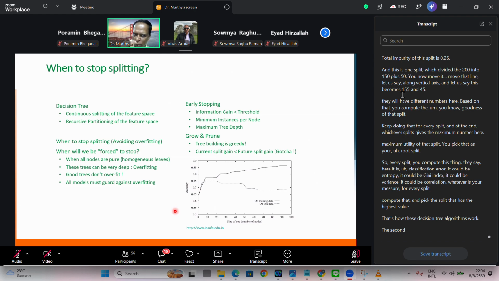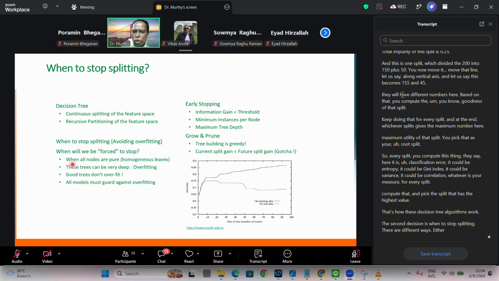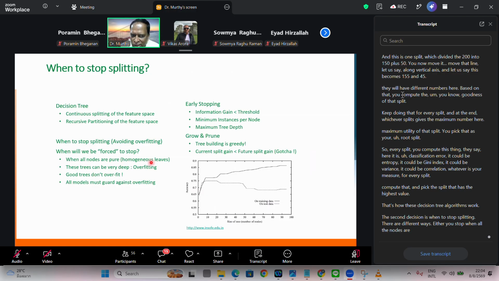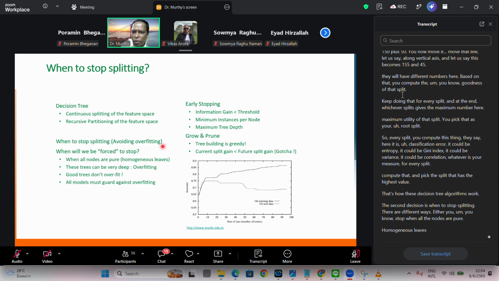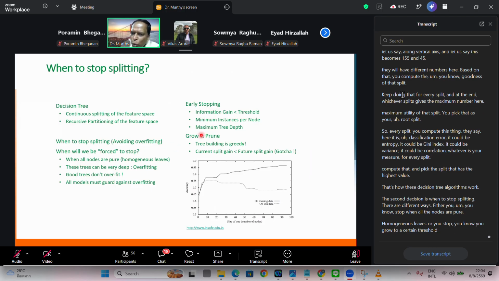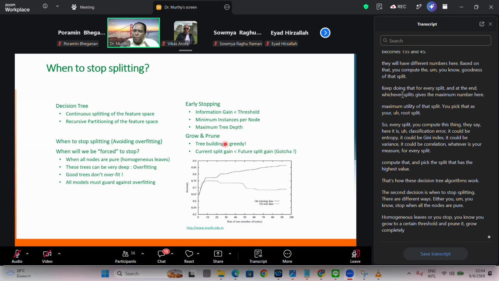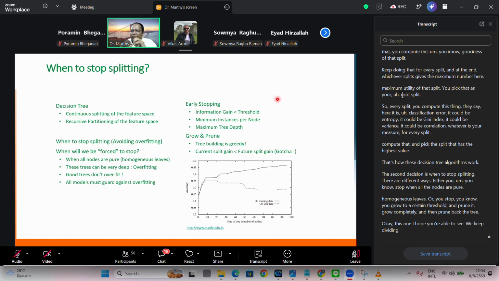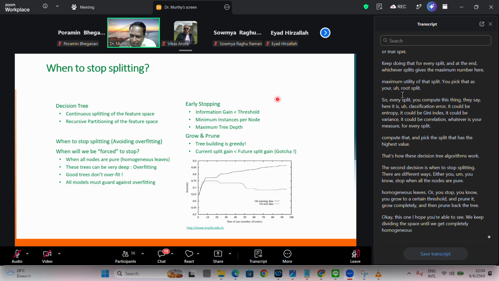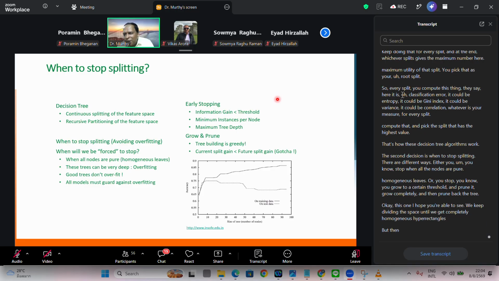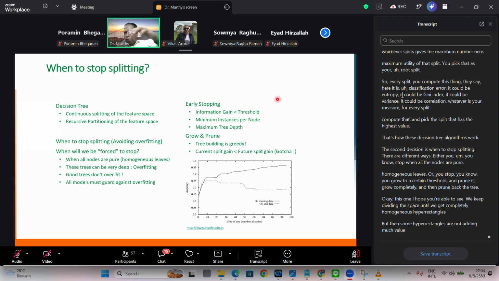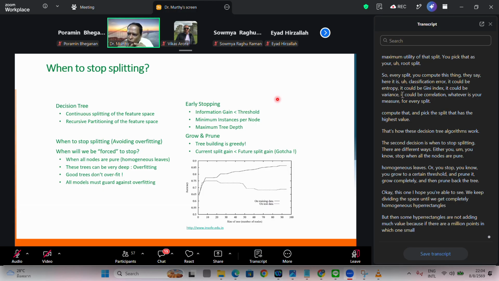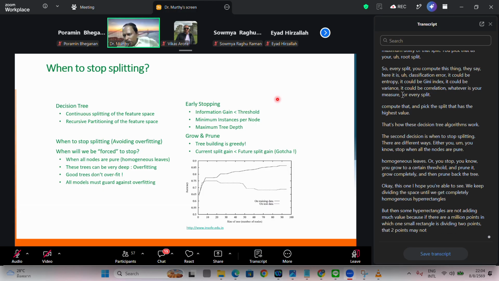The second decision is when to stop splitting. There are different ways. Either you stop when all the nodes are pure, homogeneous leaves, or you grow to a certain threshold and prune it, or grow completely and then prune back the tree. Okay, this one I hope you're able to see. We keep dividing the space until we get completely homogeneous hyperrectangles. But then some hyperrectangles are not adding much value, because if there are a million points in which one small rectangle is dividing 2 points, that may not be adding much value to the overall tree.